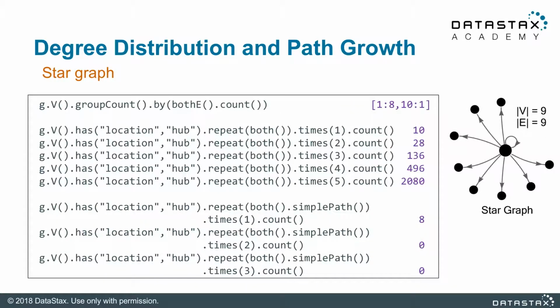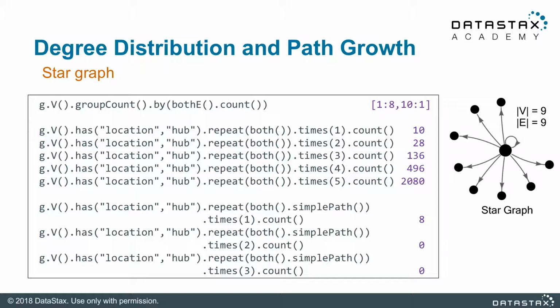So let's contrast that with the star graph. Here we're running a very similar traversal, but note that the results are quite different. If we look at the degree distribution, we can see that there are 8 vertices with 1 edge and 1 vertex with 10 edges. So you can see how different our counts are for a similar breadth-first traversal like we did on the previous slide. And the same goes for the simple path count as well.